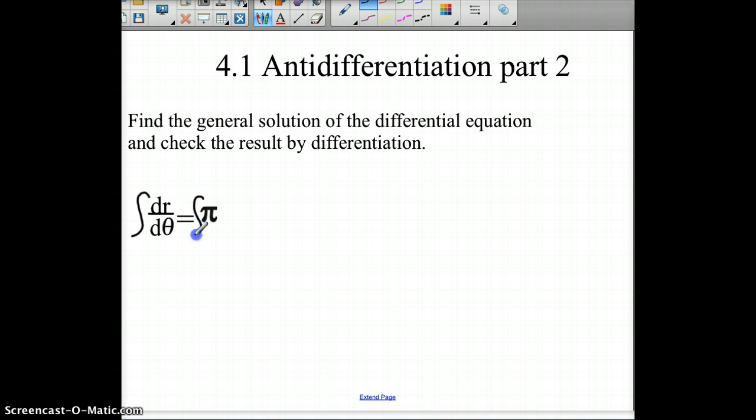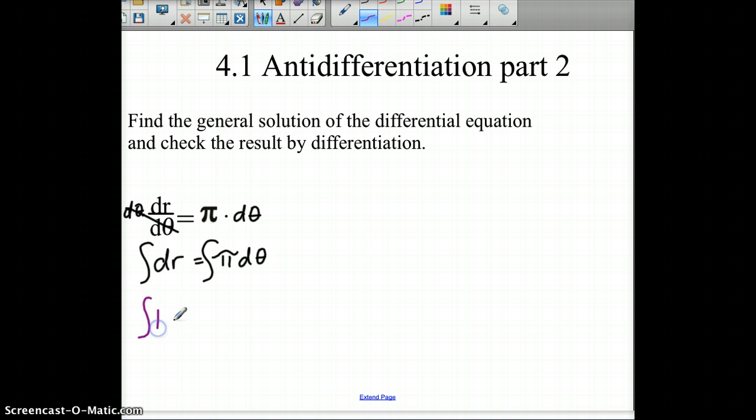But this left side doesn't really look like what we're used to. So before we integrate, we want to separate the variables. So dr divided by d theta. Usually we just think of this as one derivative, but we can multiply by d theta, think of those variables as separate, so that on the left side we'll just have dr, and on the right side we'll have pi times d theta.